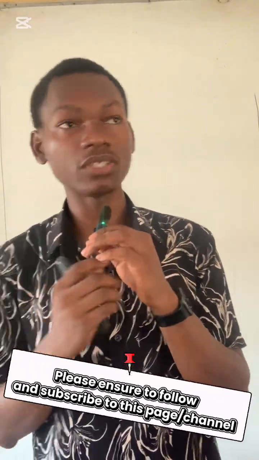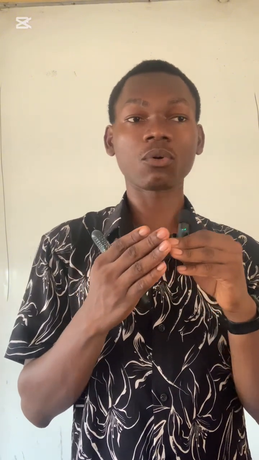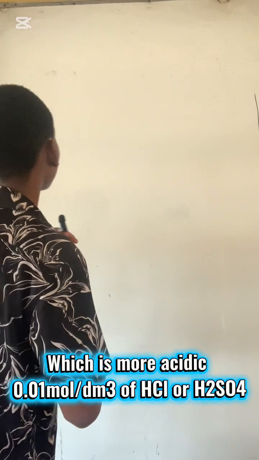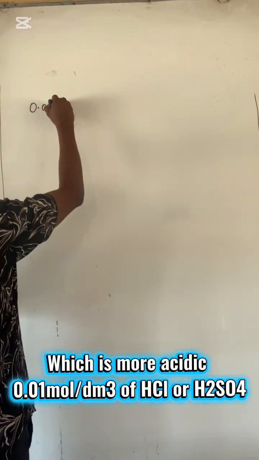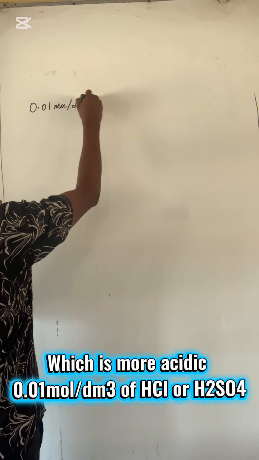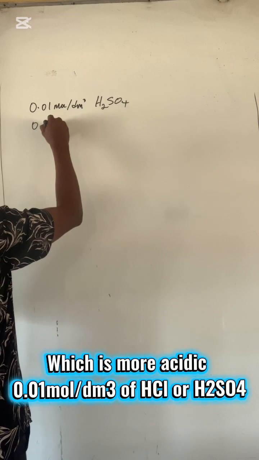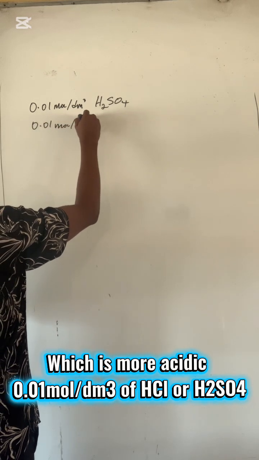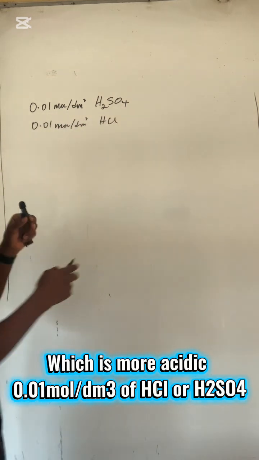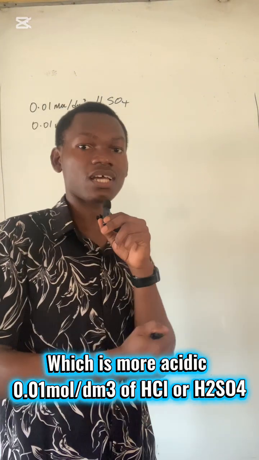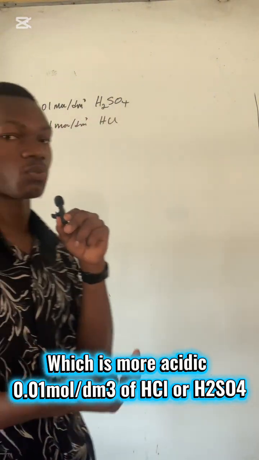Now we are faced with a question here. The question is talking about concentration of an acid. We are asked which of these two acids under the same concentration is more acidic, and the acids are 0.01 mole per dm cube of H2SO4 and also 0.01 mole per dm cube of HCl. We are asked which of these two acids having the same concentration is more acidic.